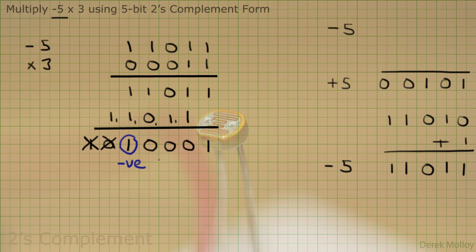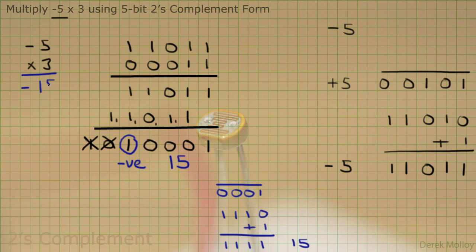So if we want to find out what the decimal equivalent of this is, well, we have to go and get the 2's complement of 0, 0, 0, 0, 1. So what's the 2's complement? We invert the bits, 1, 1, 1, 0, plus 1 gives us 1, 1, 1, 1. So that's 15. So we can say this is negative 15. So minus 5 multiplied by 3 is minus 15. And again, this holds true for the 2's complement form.